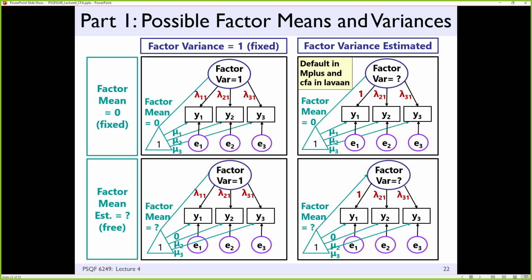Let's see, comment from the chat, equal discrimination and difficulty. Alpha doesn't say anything about difficulty. So I think that's probably a question from several minutes ago. Sorry about that. Equal discrimination is the big one.